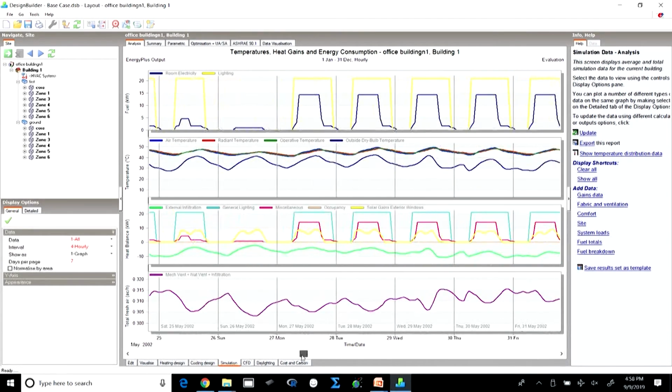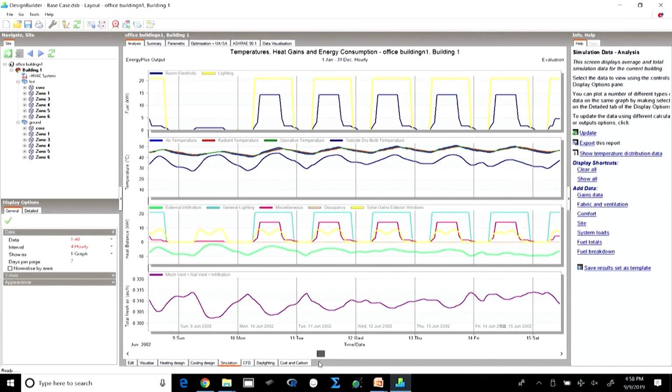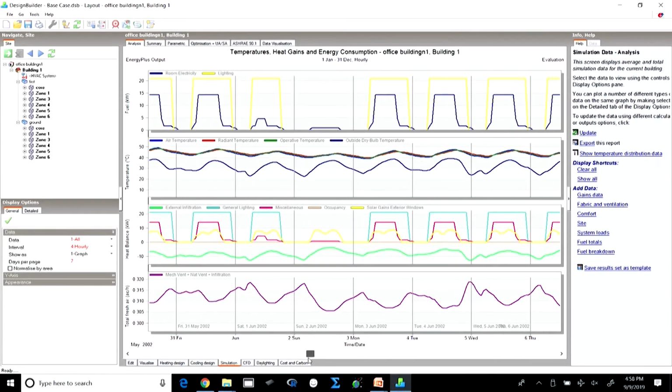So, here we are in May, June in New Delhi, and we can see that the outside air temperature is lower than the indoor air temperature and radiant temperatures, and to manage these temperatures and to bring them back to a comfort zone, the amount of electricity which will be consumed for cooling, for room electricity and lighting is shown here.